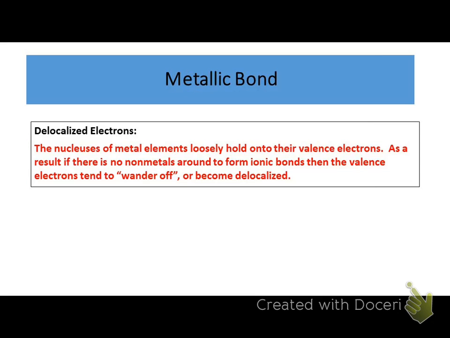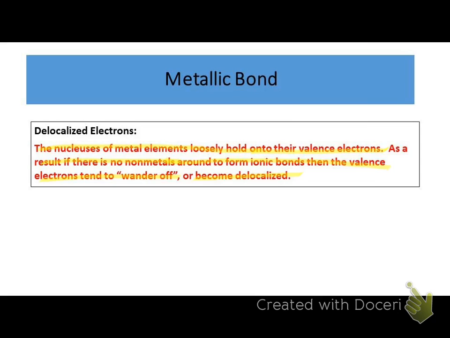Now, this is an important concept to remember, that metal atoms have relatively low ionization energies. So the valence electrons are easily removed or ionized from the valence shells of metals. Because of this, the nuclei of metal atoms loosely hold on to their valence electrons. So as a result, if there are no nonmetals around to form ionic bonds, then the valence electrons are going to just tend to wander off and become what we call delocalized.